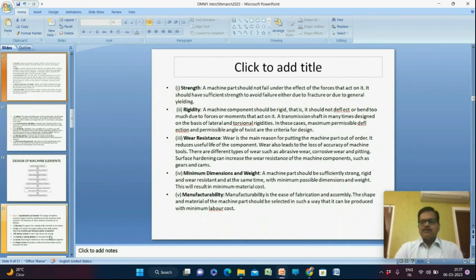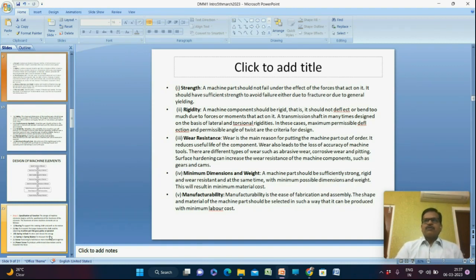If it fails by yielding, then the material can be termed as a ductile material. The ductile materials fail by yielding. What happens when they yield? When they yield, the contact between the adjacent components or the contact between the successive components is lost. When it is lost, the sole purpose of the machine or the particular mechanism is lost.